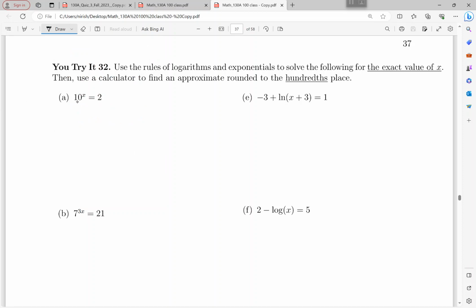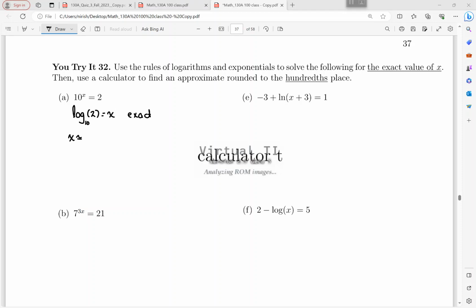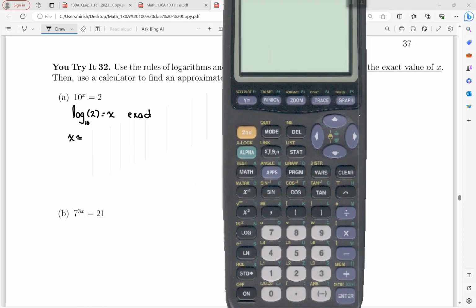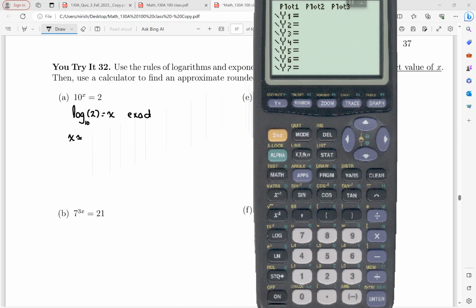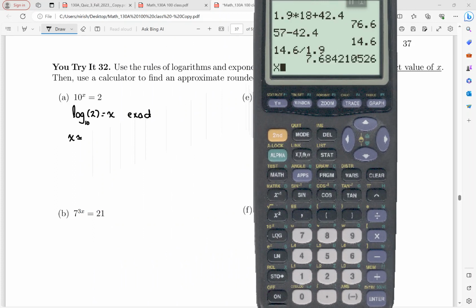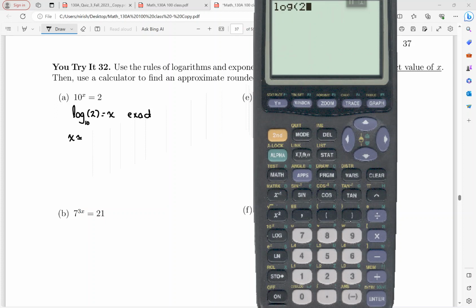We're going to have the exponential by itself, so I can go ahead and rewrite. When I rewrite an exponent, I write the word log down. Log base 10 of 2 equals x. This is the exact answer because I've got x solved for. When I go to my calculator, I just have to hit the button LOG because that is automatically log base 10. Log, and then the argument 2. And then round to 2 decimal places, so this would be 0.30.